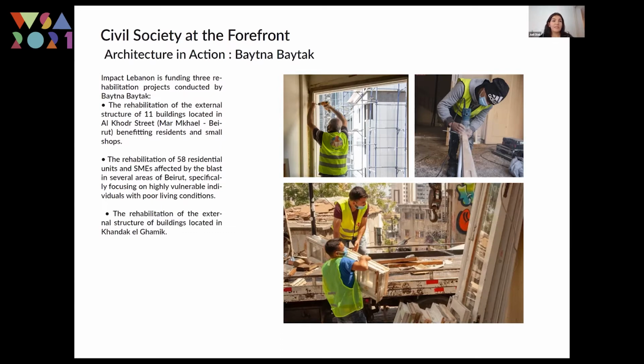One of them being the rehabilitation of the external structure of 11 buildings located in Magim Khayil, which is one of the central streets of Beirut and one which experienced the most damage during the explosion due to its proximity to the port. 58 residential units and SMEs affected by the blast, specifically focusing on those highly vulnerable individuals with poor living conditions, and the rehabilitation of the external structure of buildings located in Khanda El Ghanie. So Baitna Baitak was specifically focused on material conservation, renovation, and monitoring post-renovation.